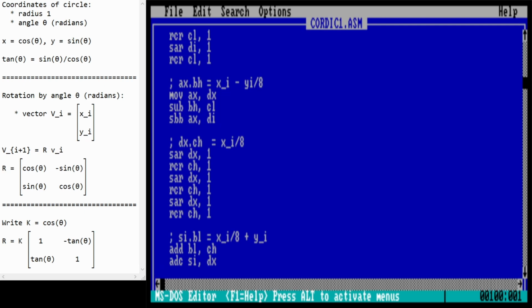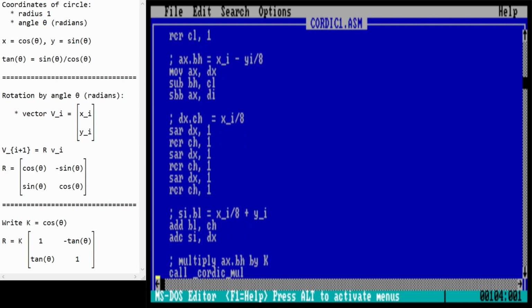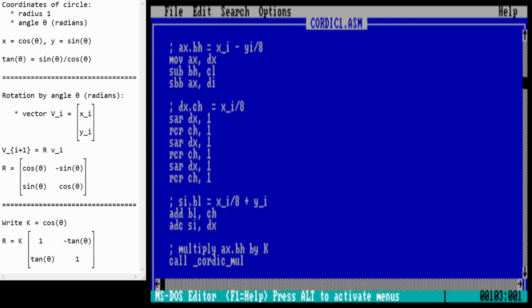And again, the addition is a 24-bit addition, so add the bottom bytes, and there may be a carry, so we have to use an add with carry to add the top 2 words. So now we're done with that, and we have our new y value other than the multiplication by k that we still have to do. So that's all that remains now, just multiplication by k, and so we can call our CORDIC mul for that.